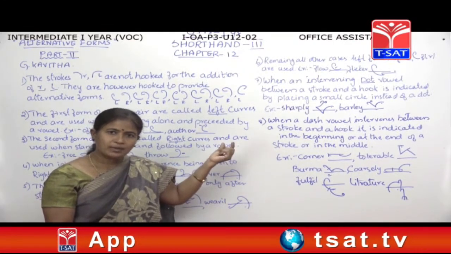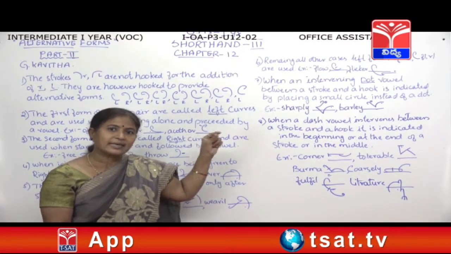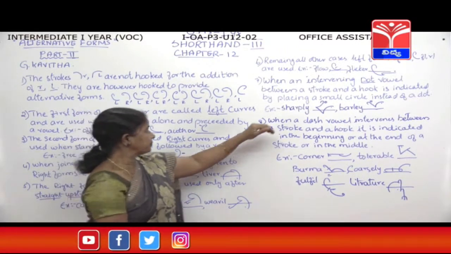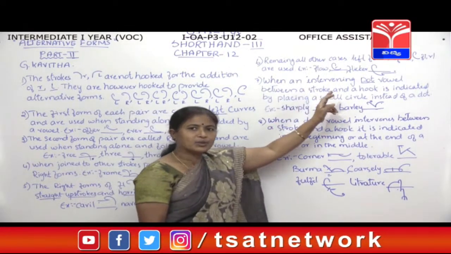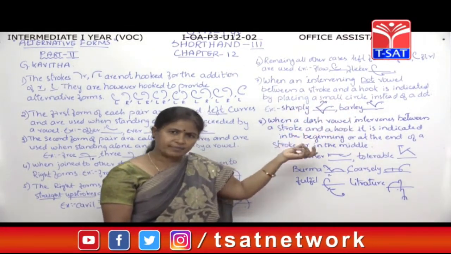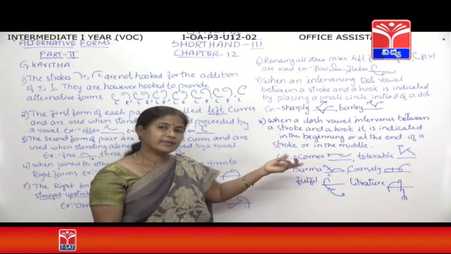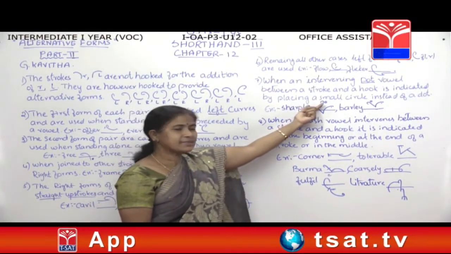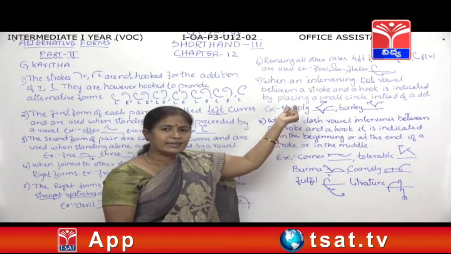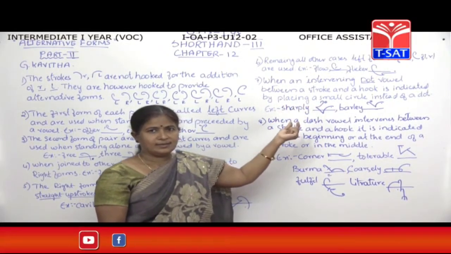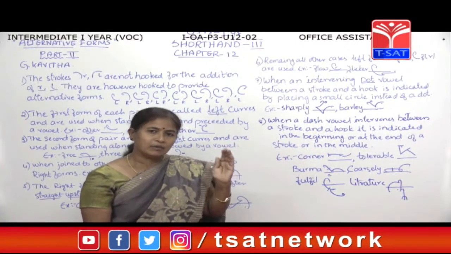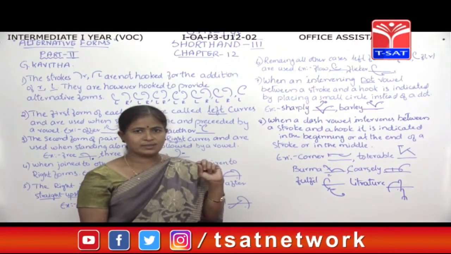If it is a dot vowel, a small circle is placed instead of a vowel. Okay, example. When an intervening dot vowel, either the first place vowel or third place vowel, comes in between a hook and a stroke, it is written by indicating a small circle in the place of the vowel instead of the vowel. Vowel పెట్టకుండా vowel place లో మనము చిన్న circle place చేస్తాం.